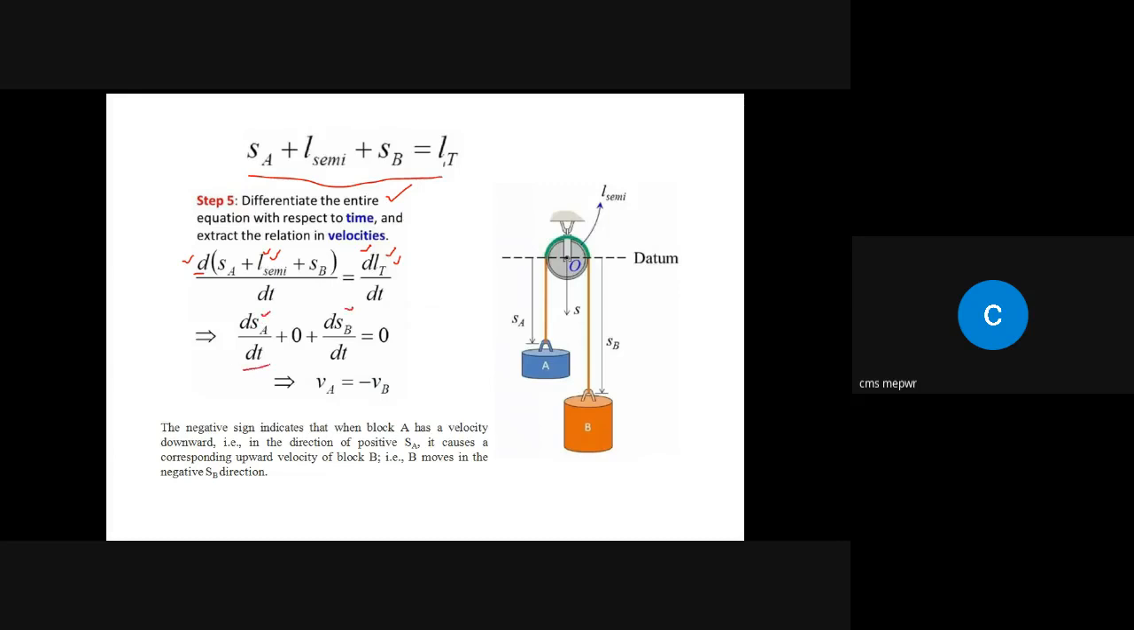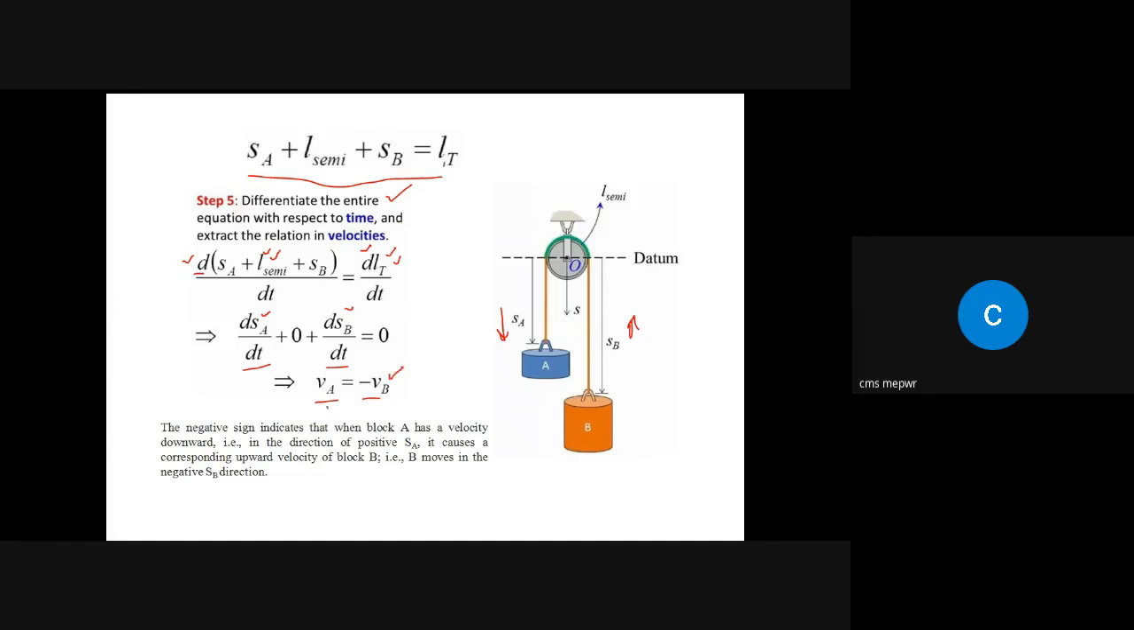dSA by dt is basically the velocity of particle A, and this one is the velocity of particle B. So when you take VB on the other side, we get VA is equal to minus VB. The negative sign indicates that if block A moves downward, its velocity will be positive, and in that case, block B will move upward and its velocity will be negative, because the positive sign is downward. So this equation represents this.